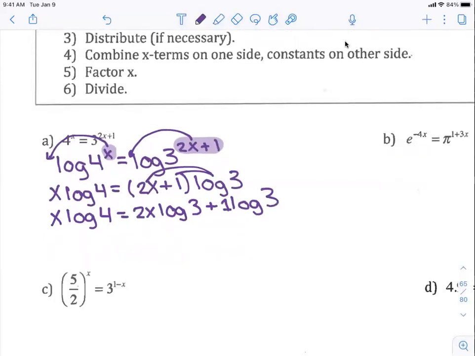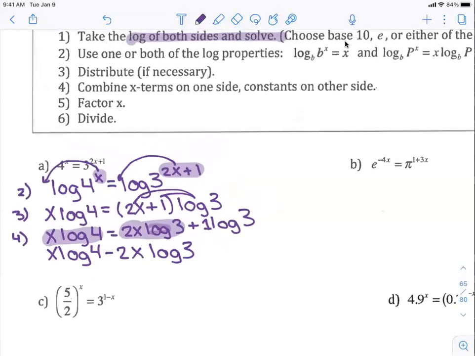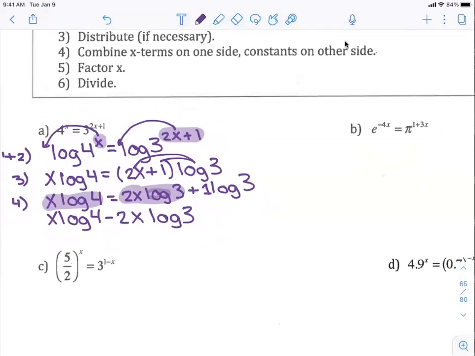Now we have to get all the x's on one side. And I'm on step 4 if you're reading above. So notice that I'm going to subtract 2x log of 3. Why? Because I want this and this on the same side because they both have x's. So again, this is step 4. If you're looking above, this was distributing. This was step 3. This was step 2 and 1, if you're kind of looking at the steps above. Equals log 3.